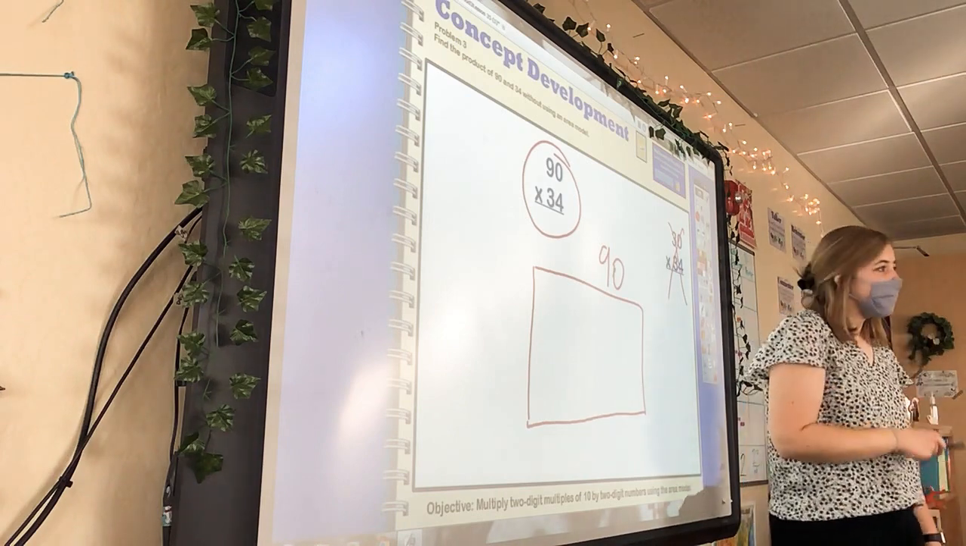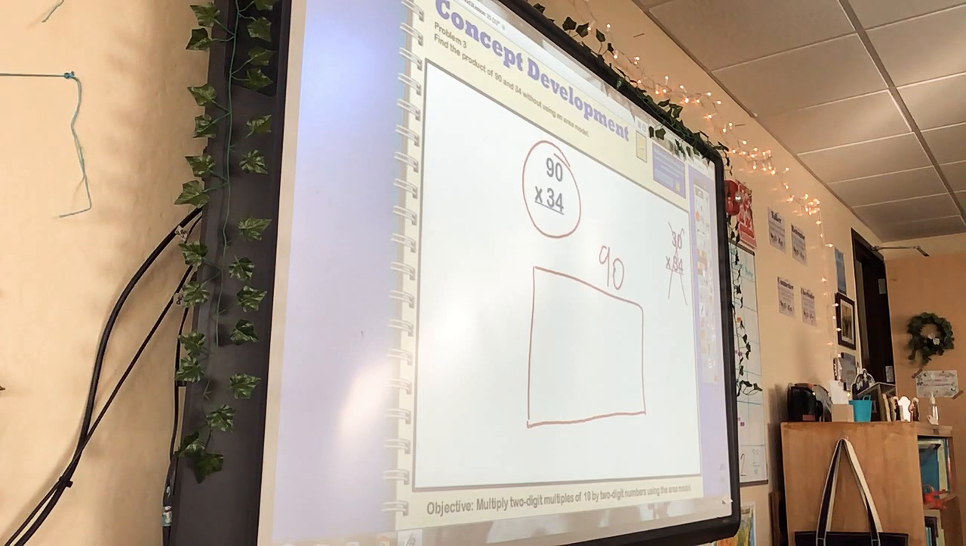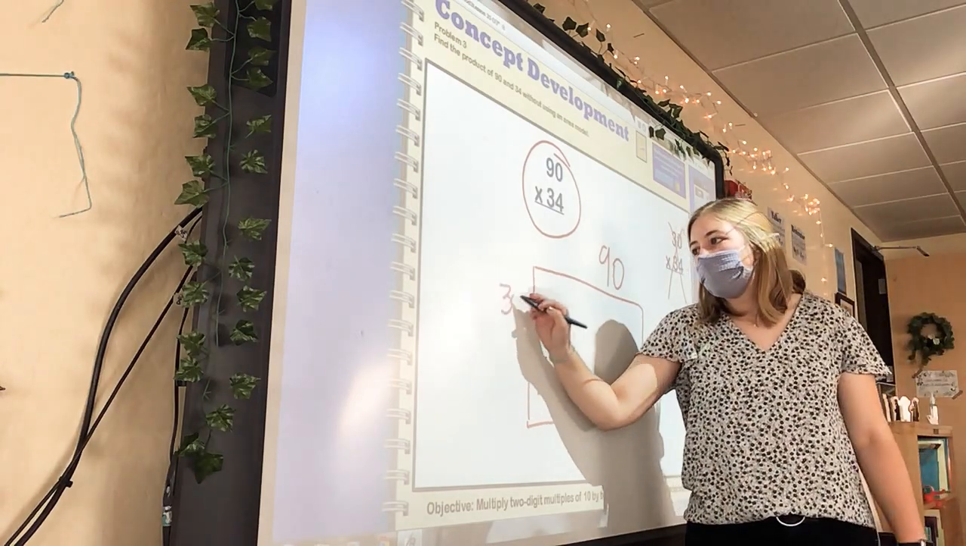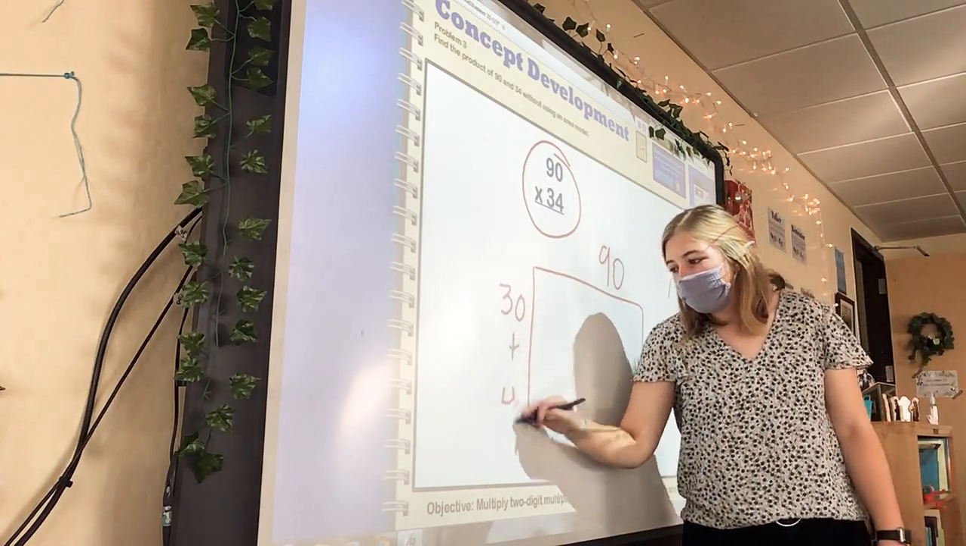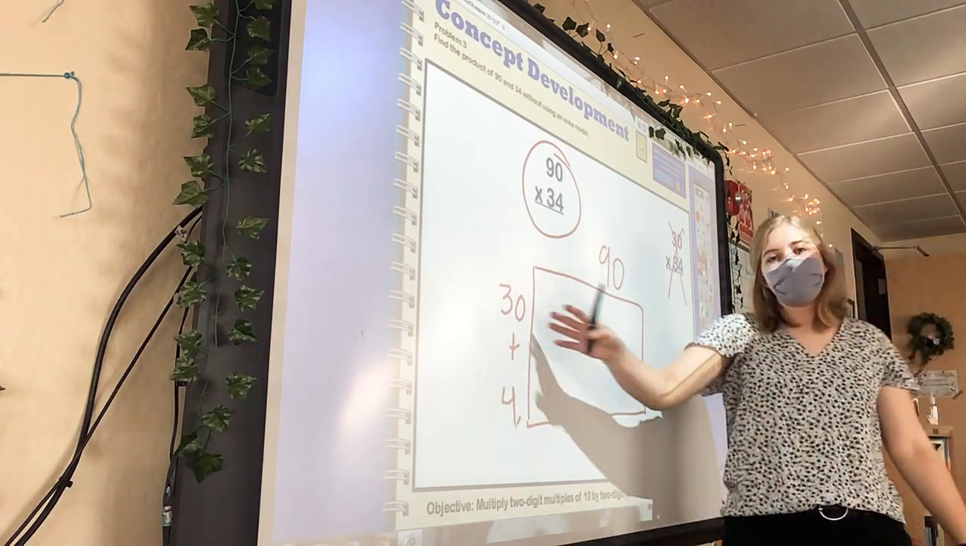So, on the other side, we've got to put 34. Someone raise your hand. Tell me how you would split up 34 into expanded form. Elizabeth, go. 30 plus 4. 30 plus 4. Okay? Go ahead and do that on your other side. So you should have 90 on one side, and then 34 in expanded form on the other side.